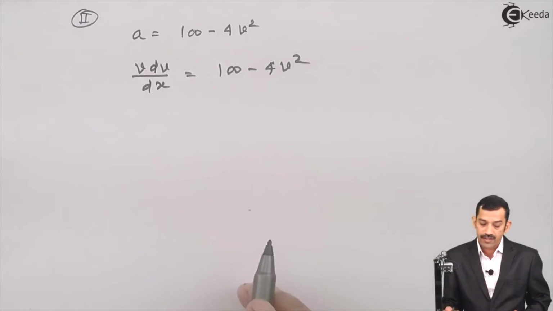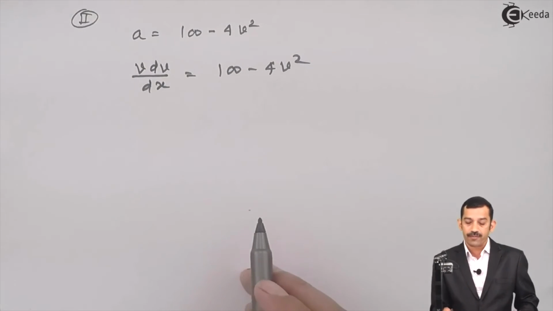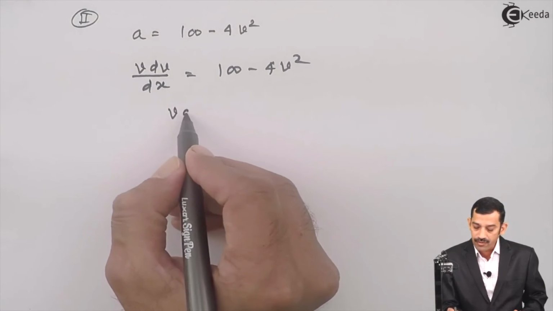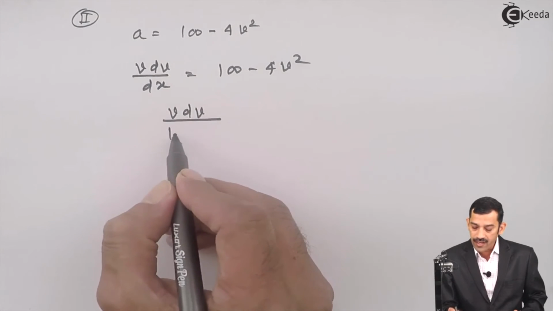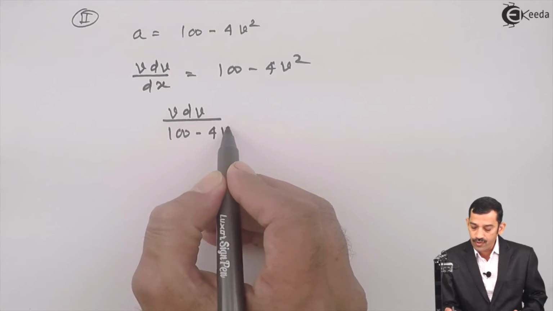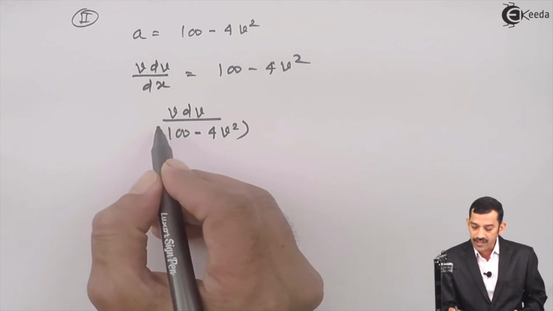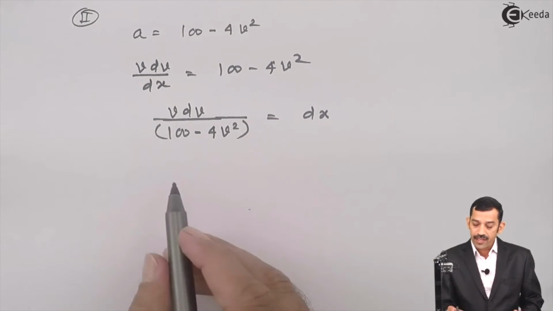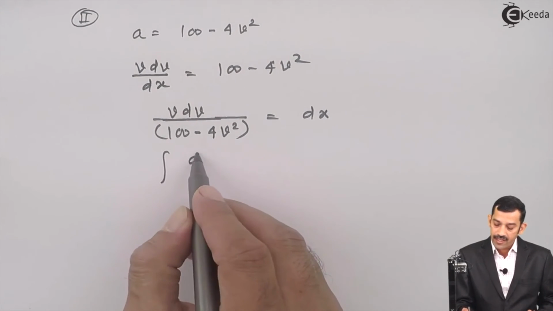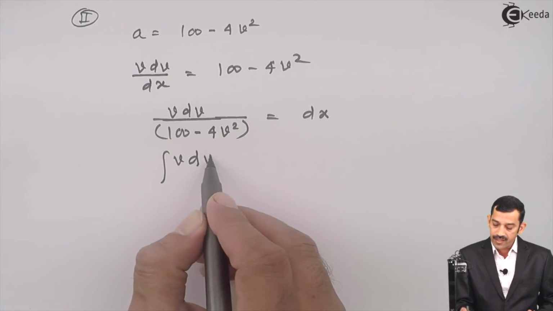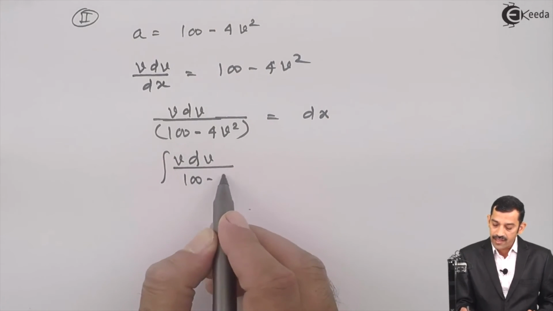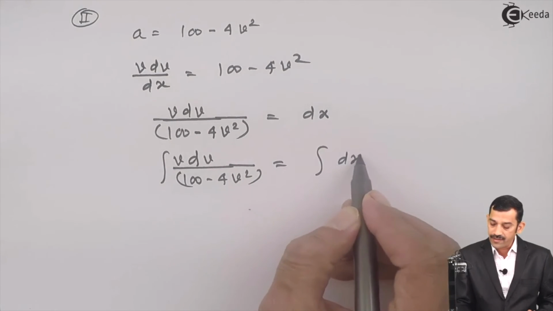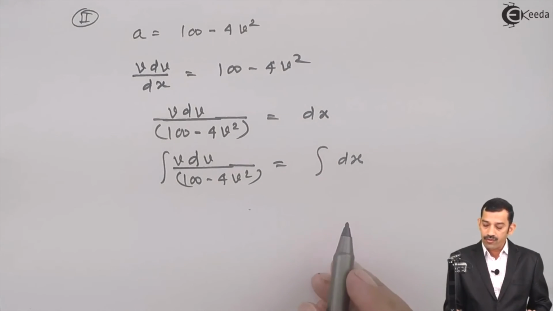Now the terms of velocity are on the right side and on the left side, with dx in the denominator. If we rearrange the terms, v dv upon 100 minus 4v square equals dx. If you integrate this equation, what will you get? The integral of v dv divided by 100 minus 4v square equals the integral of dx.